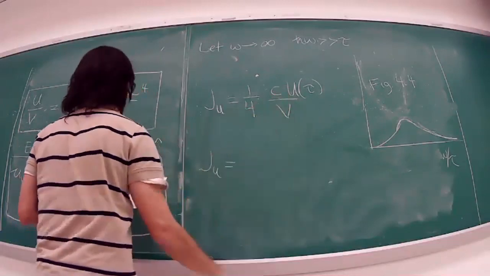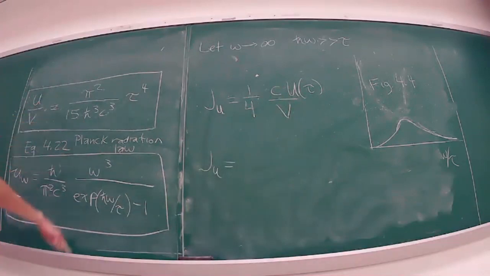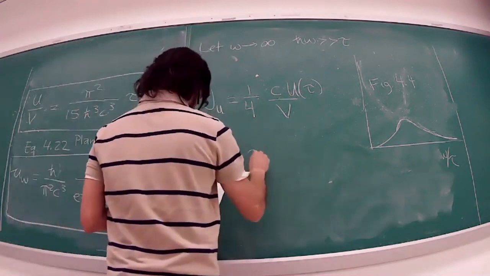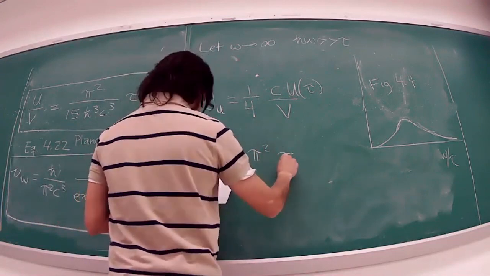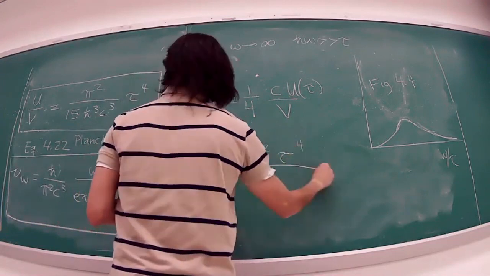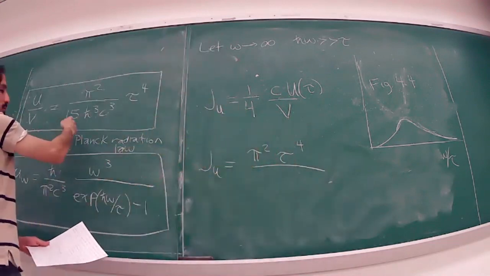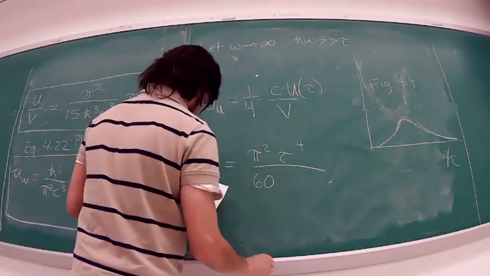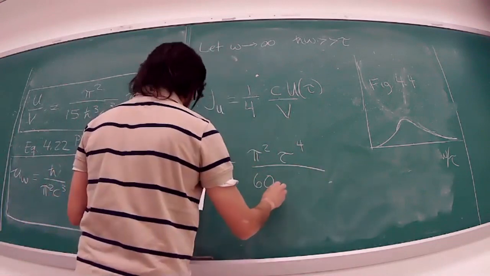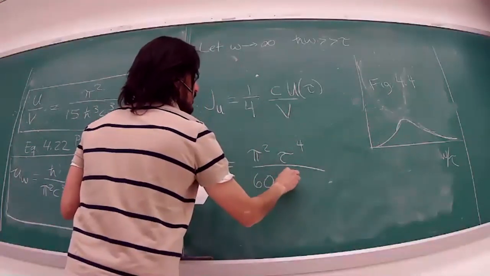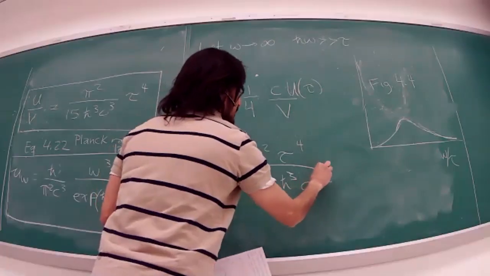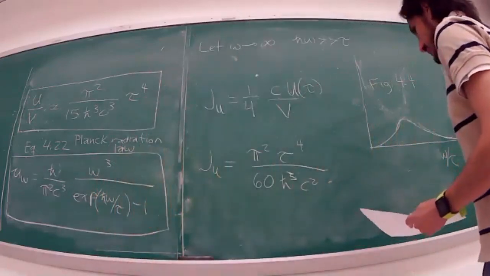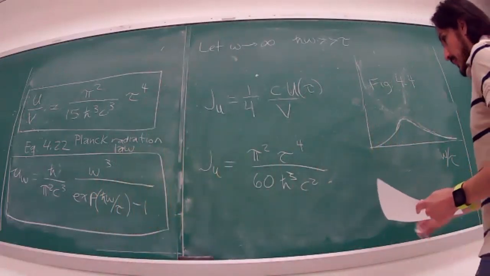So just putting everything in there. We know the dependence of u, it's this one. And then we're going to divide by the volume, so it's pi squared tau to the fourth. And then this 4 goes with this 15, so you get 60. And h bar cubed, and you have an additional c, so this is c squared. So that's the flux.